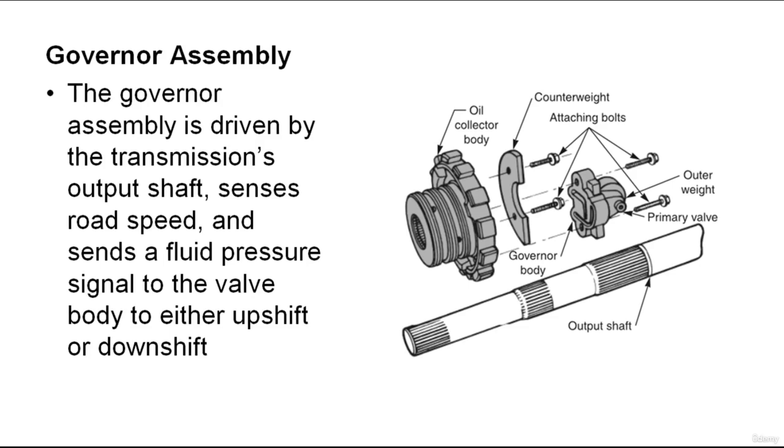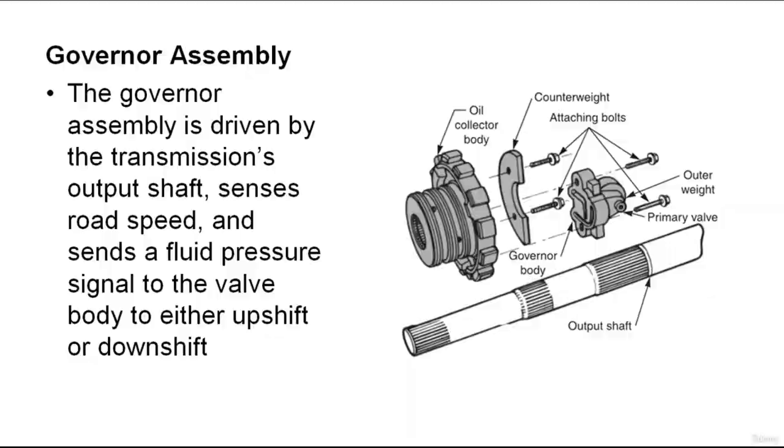Also, we have the governor assembly. The governor assembly is driven by the transmission's output shaft, senses road speed, and sends a fluid pressure signal to the valve body to either upshift or downshift. When vehicle speed is increased, the pressure developed by the governor is directed to the shift valve. As the speed increases, the spring tension and throttle pressure on the shift valve are overcome and the valve moves. This action causes an upshift. Likewise, a decrease in speed results in a decrease in pressure and a downshift.